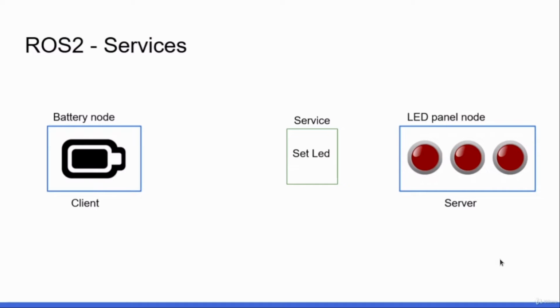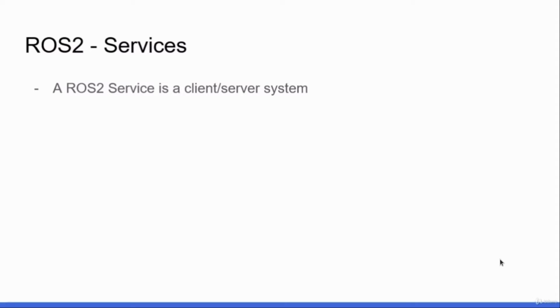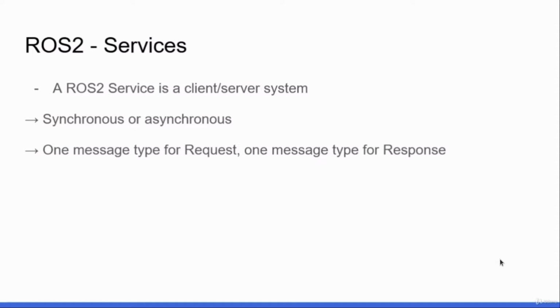You should now have a better idea of what ROS2 services are and when you should use them. So to recap, a ROS2 service is a client-server system. It can be either synchronous or asynchronous. Also, a service is defined as a name and a pair of messages. One message is the request, the other one is the response.